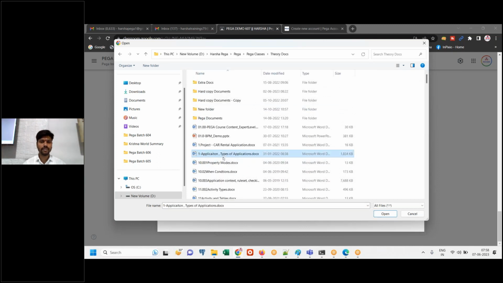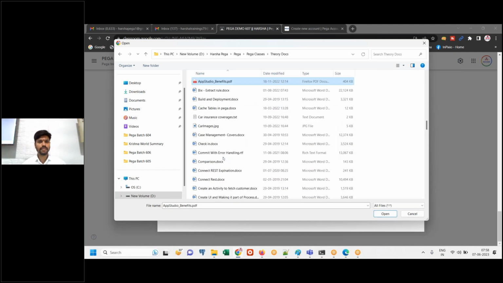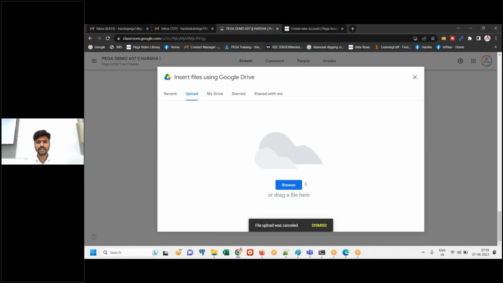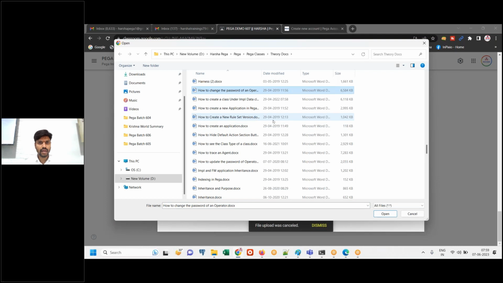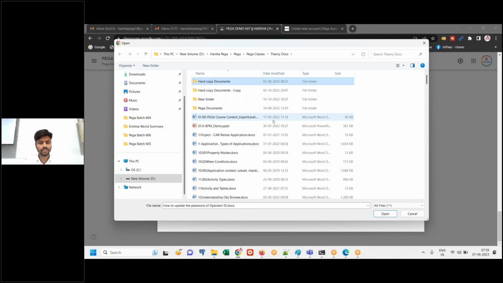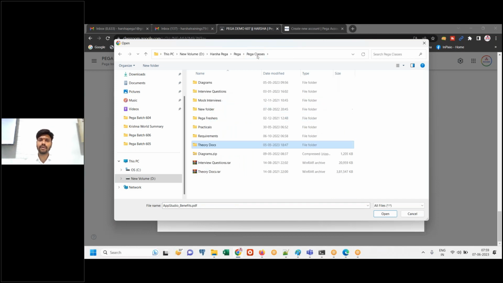Where do I have the document? Application type, application backup. Build and deployment is a different process. Let's see. How to change password, how to hide password, application backup. Okay, I'll find it and upload it after some time.